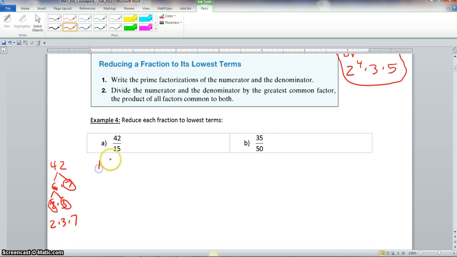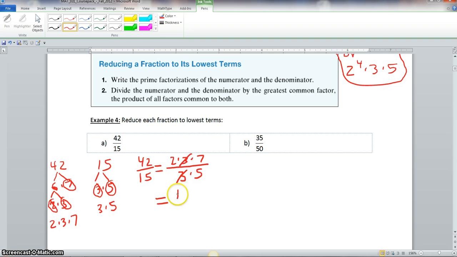Now we want to take 15. 15 breaks down to 3 times 5. 3 is prime, and also 5 is prime. So the prime factorization of 15 is 3 times 5. So now let's take this fraction, 42 over 15, and it's equal to 42 breaks down to 2 times 3 times 7. 15 breaks down to 3 times 5. Now the only thing they have in common is 3. So those simplify out, and you would be left with 14 over 5. And you're done.